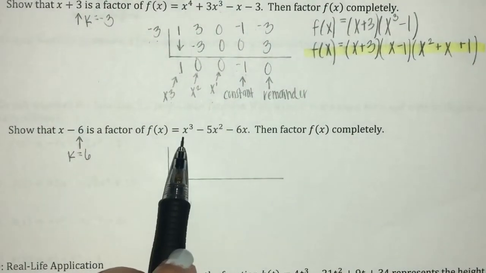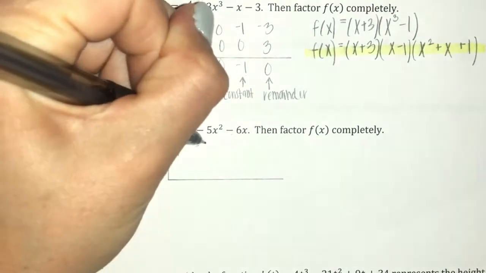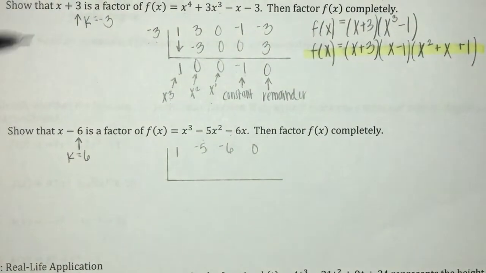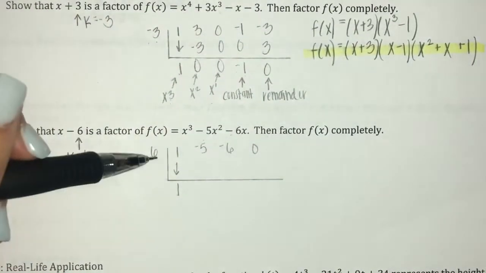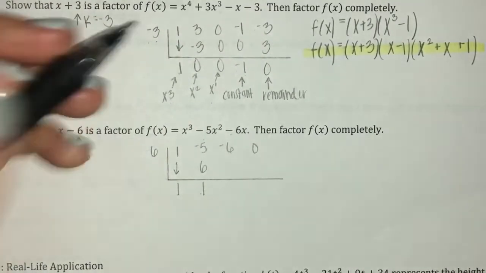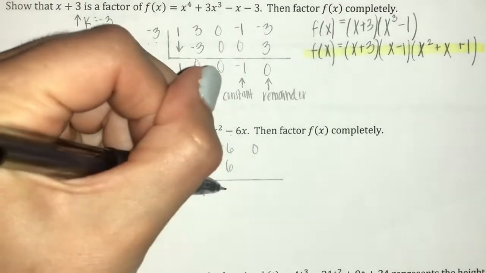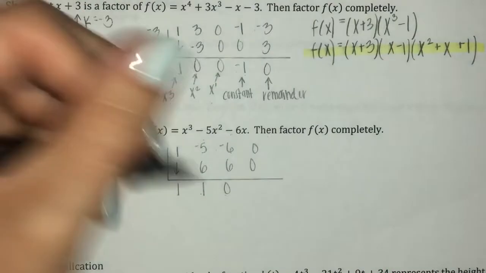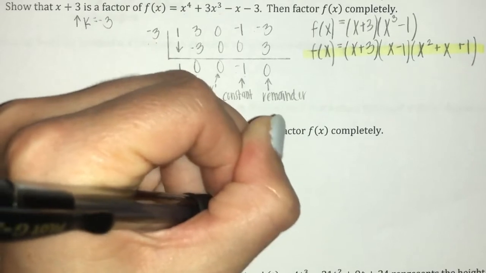So across the top would be 1, negative 5, negative 6, and then 0 for the constant. And then our k value goes in the outside left, so 6. We always bring down the first number, so bring down the 1. 1 times 6 is 6. Negative 5 plus 6 is 1. 1 times 6 is 6. Negative 6 plus 6 is 0, and then 0 times 6 is still 0, and then if we add that column, 0 plus 0 is 0. So we got a remainder of 0, so that's what shows that it is a factor.